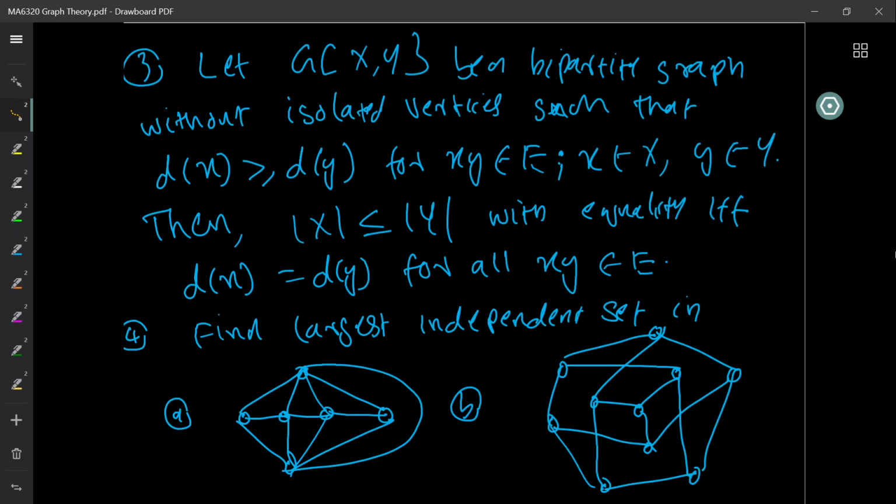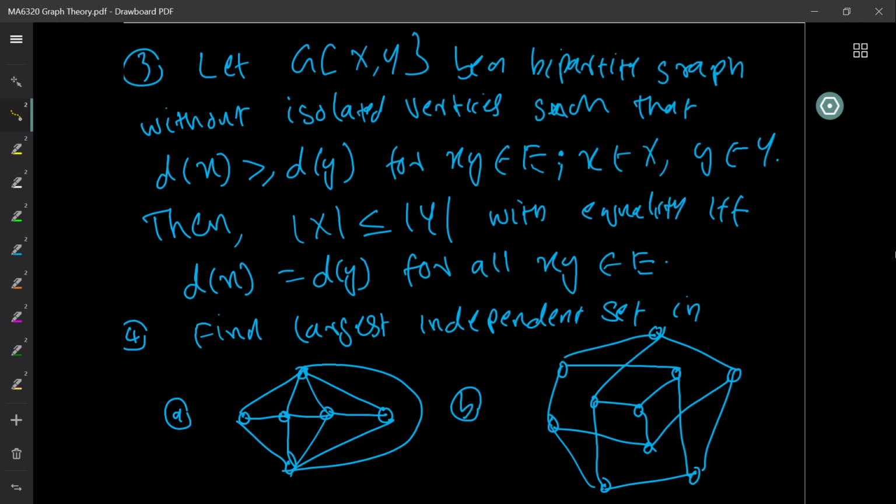Then the third question asks that given a bipartite graph G(X, Y) with a bipartition X and Y, and we assume that there are no isolated vertices. Suppose the degree of every vertex in X, degree of x is greater than or equal to degree of y for every edge xy, where x is in the partite set X and y is in the partite set Y. So you have this graph where the edges are from the set X to set Y, and if you take any edge, the degree of x will be greater than or equal to the degree of the corresponding endpoint in y.